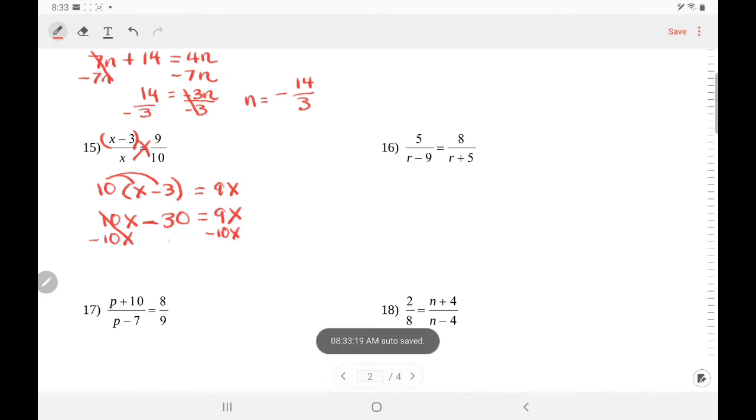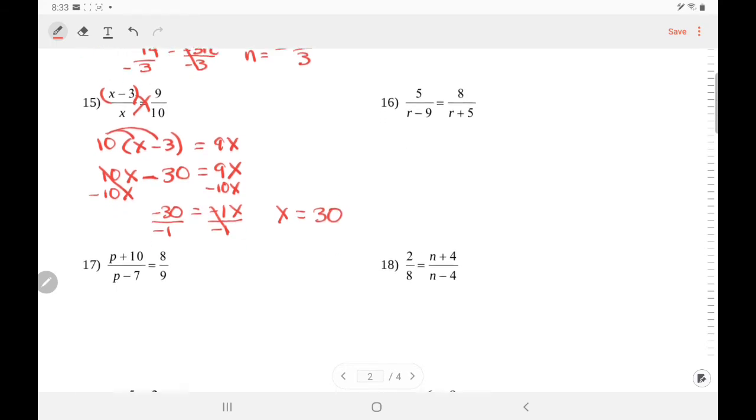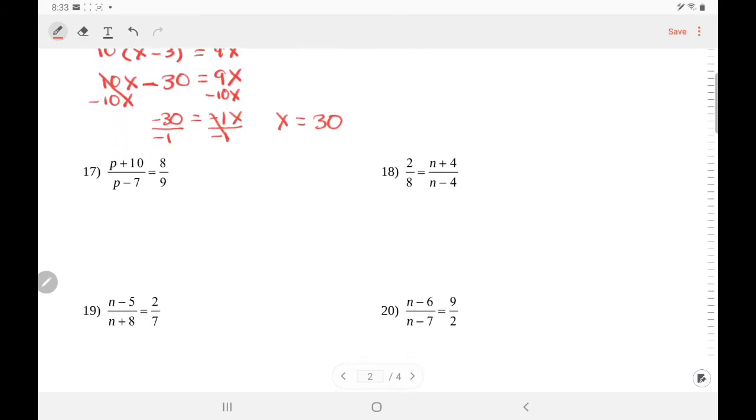This negative belongs to 30, so it's still there. And 9 minus 10 is negative 1x. Solving for x, divide by negative 1 so that x equals positive 30, because a negative divided by a negative is positive. Let's try number 17. Again, it doesn't matter which direction.